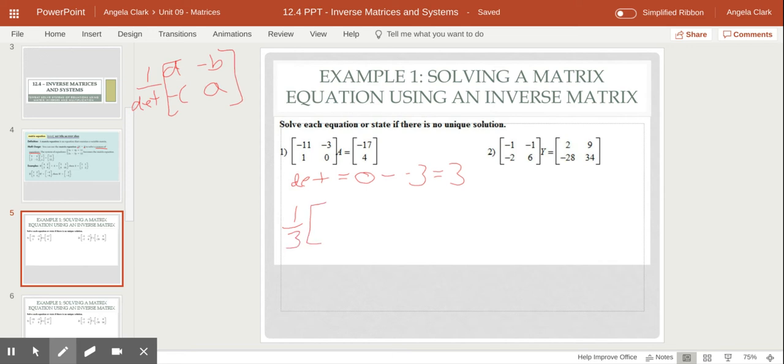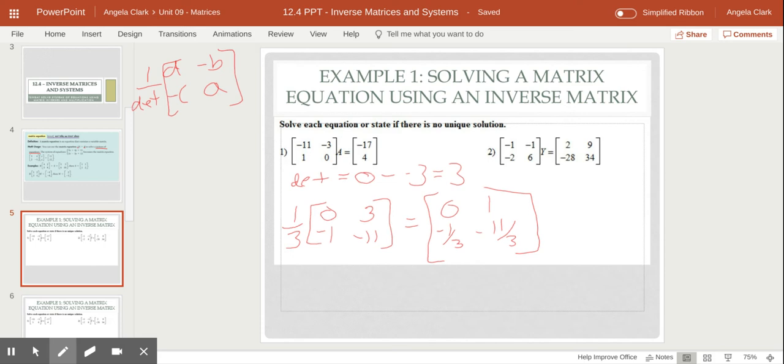And then I'm going to switch the places of the negative 11 and the 0. And I'm going to switch the signs of the 1 and the negative 3. And then I'm going to distribute my 1/3. That's my last step. So the inverse is going to be 0, 1, negative 1/3, negative 11/3. All right, so this is my inverse.